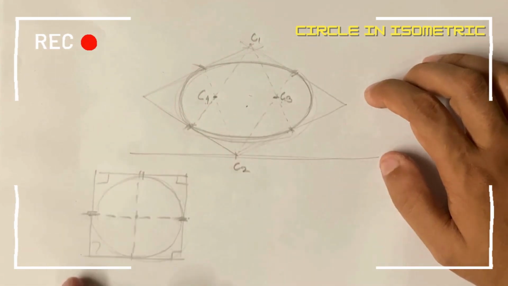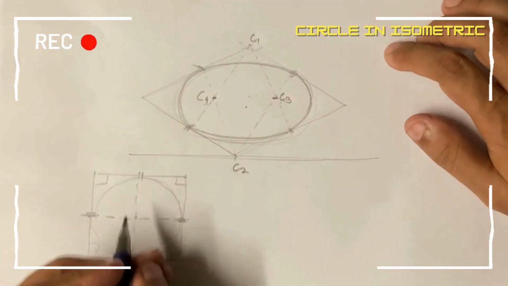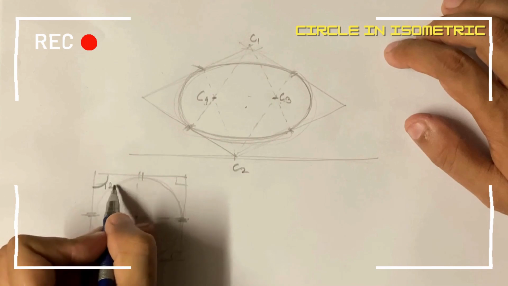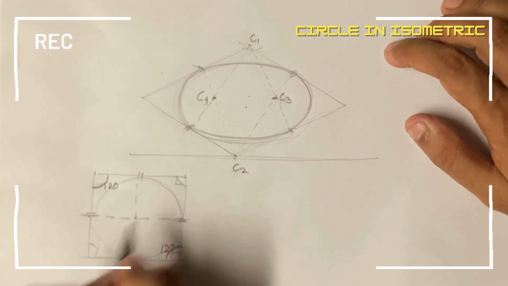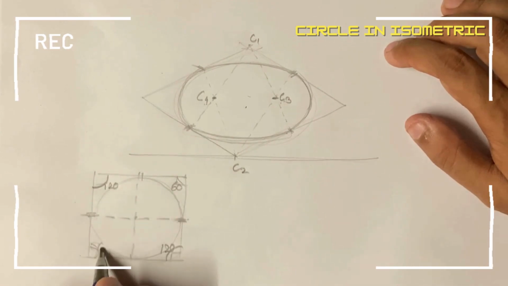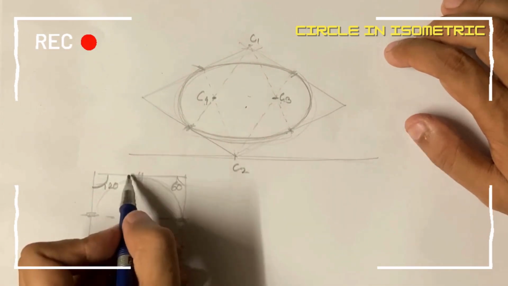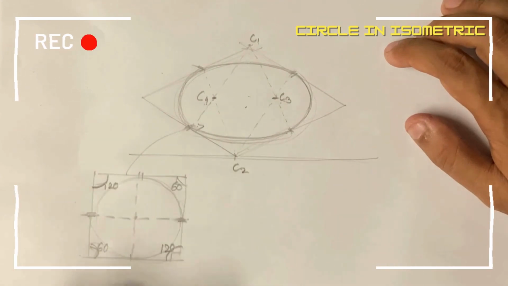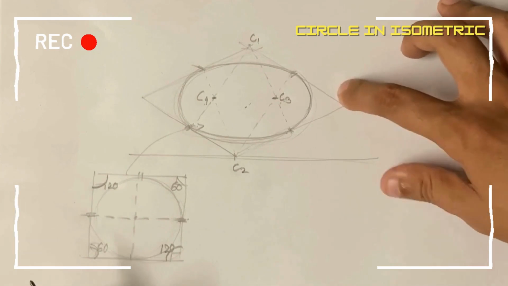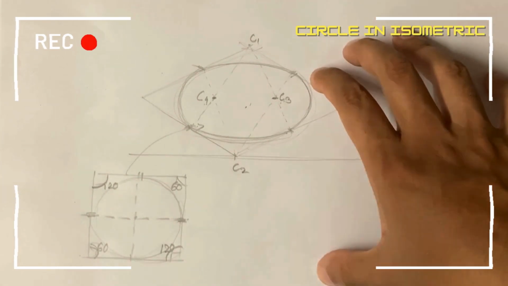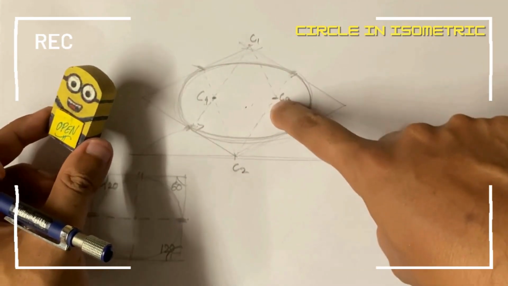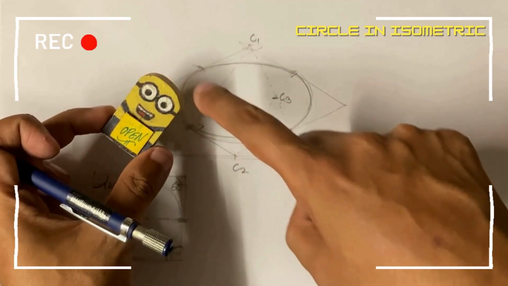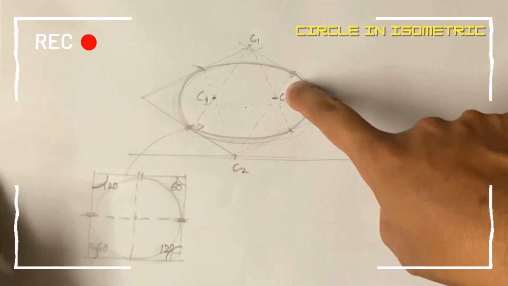But in isometry, what happens is this piece gets skewed. So that means this becomes your 120 and this becomes your 120, and these two remain as 60 and 60, whereas in orthography they all remain as 90. So that is how you create the circle in isometric. Now let's say this is the minion which needs to be created in isometric, which means we are not going to look at a full circle, but we are going to look at a half circle.